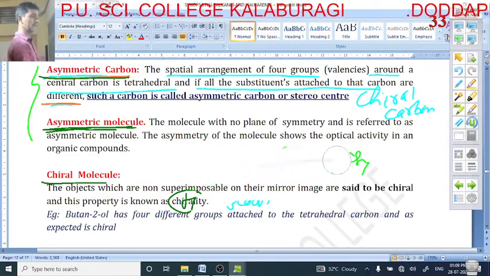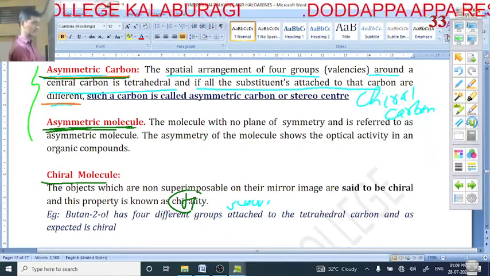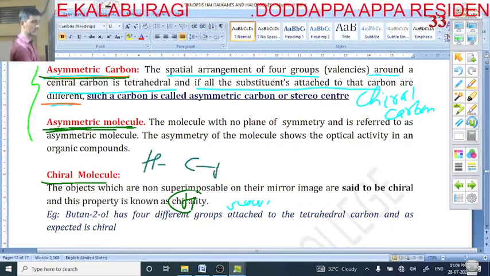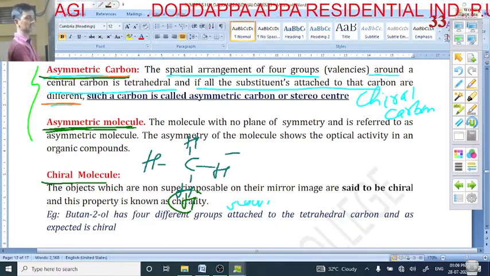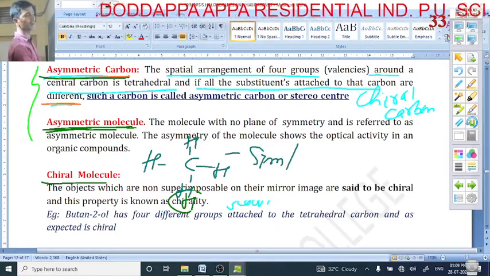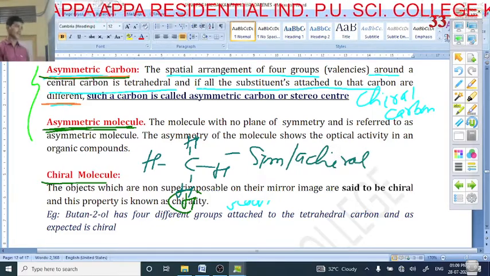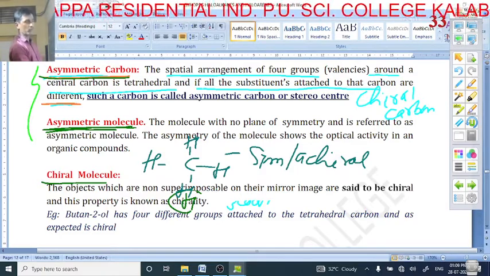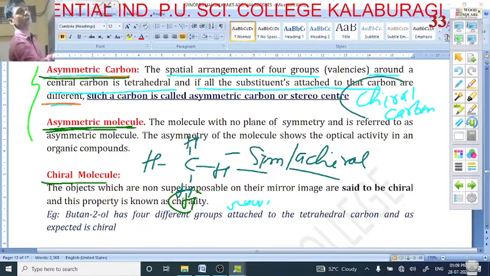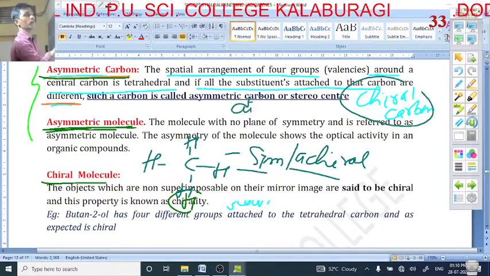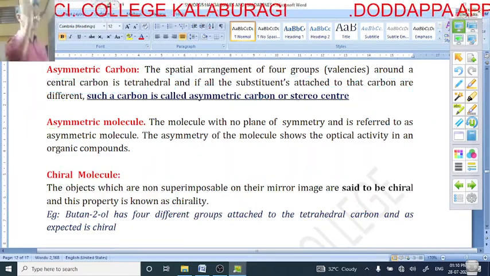The next example I can take here. Now it is C, and here is H, here is also H, all the sides are H. So this is symmetric, and it is also called achiral. Same groups around the carbon are symmetric or achiral. Different groups are called chiral. Okay, next slide.